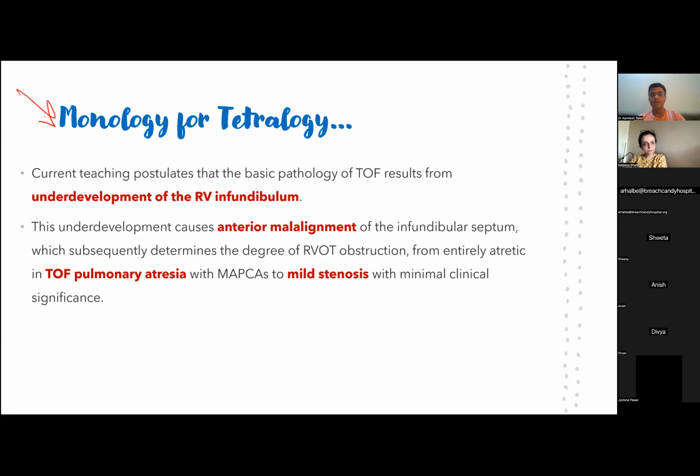The basic pathology results from underdevelopment of the RV infundibulum, which leads to anterior malalignment of the infundibular septum, leaving behind a large unrestrictive VSD. Because of anterior malalignment, there will be various degrees of RVOT obstruction, from entirely atretic TOF with pulmonary atresia, to severe RVOT obstruction, to mild RVOT obstruction, and depending on that, there will be right ventricular hypertrophy. So that is why it is called monology of stem cells, or monology for tetralogy.